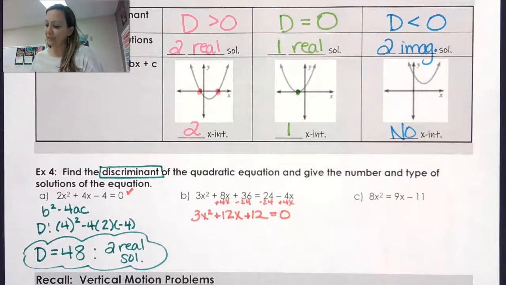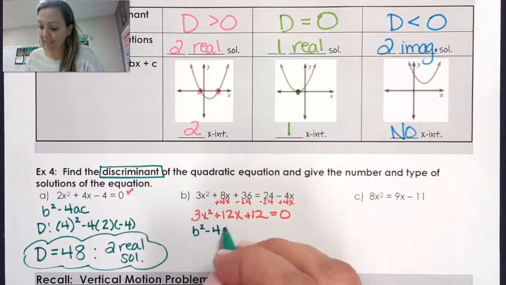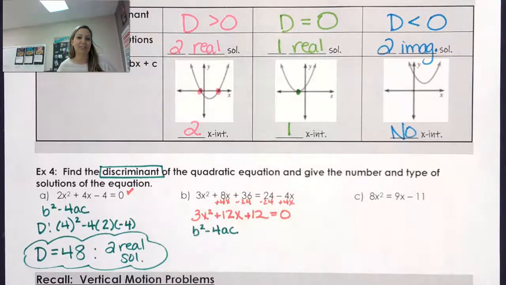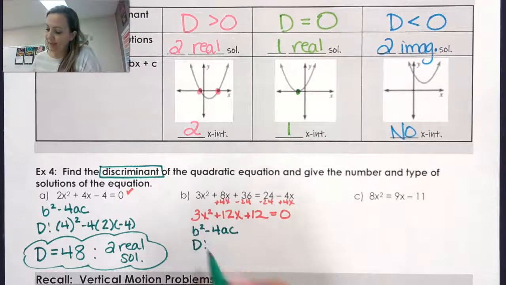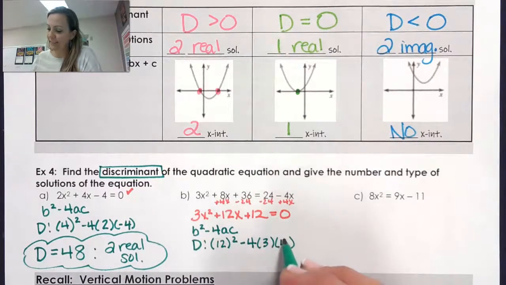Again, it's asking us for the discriminant. It's not going to hurt if you write what it is, especially since that's part of our quadratic formula. So to find our discriminant, we're going to take b squared, our b is 12, minus 4 times a times c. My a is 3, my c is 12.